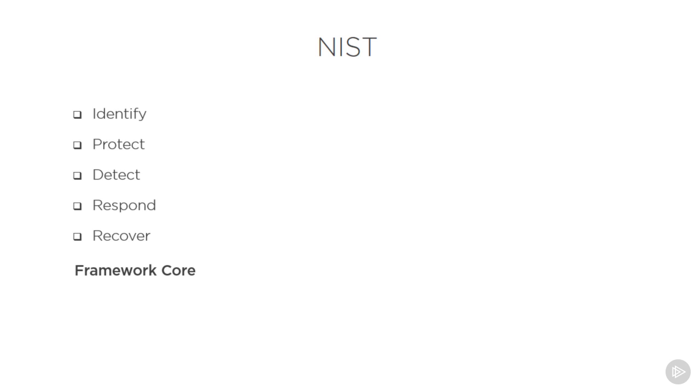And each function is divided into categories, and each of those categories can have subcategories. Now, the purpose for the framework core is to present industry standards and guidelines as well as practices in a manner that allows communication of cybersecurity activities and the outcomes of those activities across the organization, from the executive level all the way down to the operational level. The important thing here is communication between each of the different levels of the organization, unlike some government agencies who don't even talk to one another.